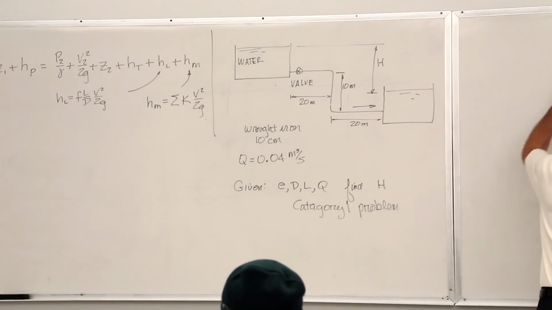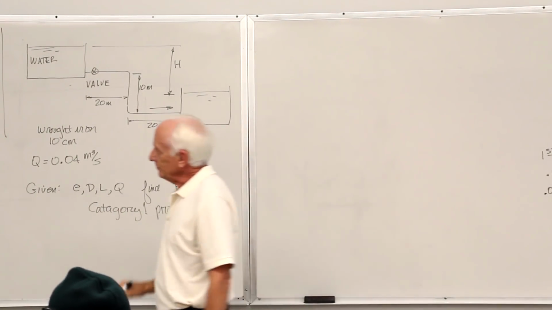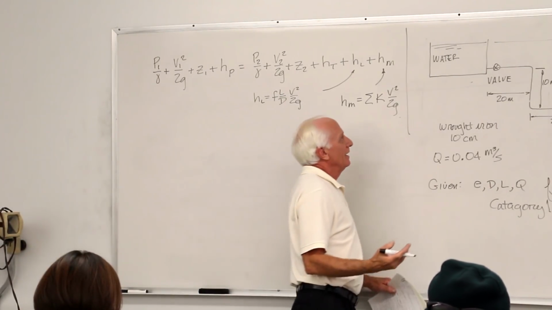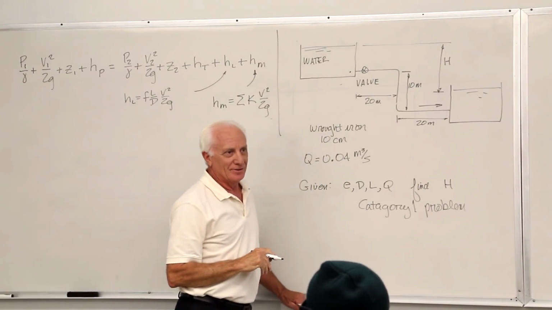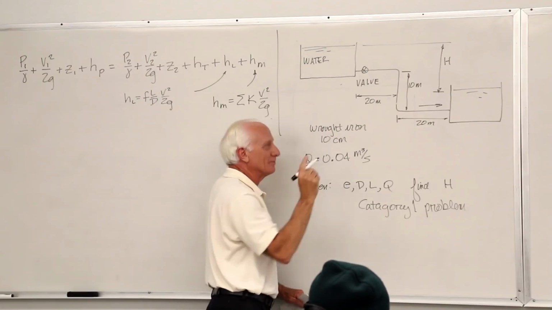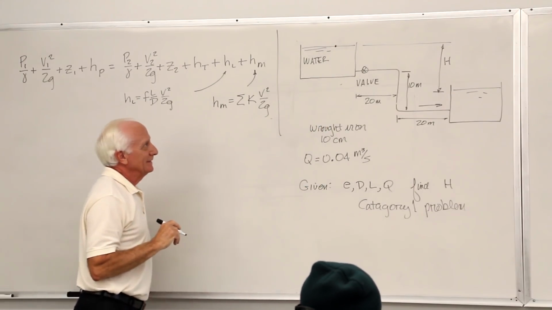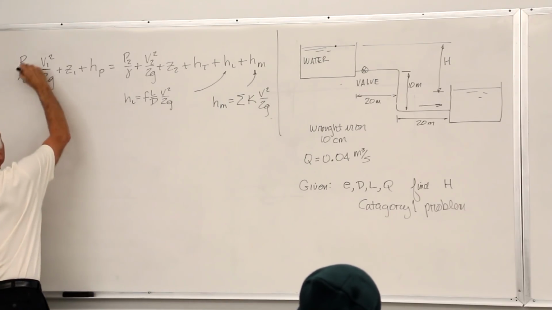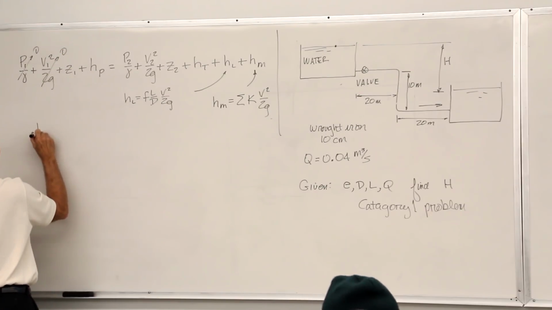Now, let's go back to here again. Don't put .1 down there. No, bad choice. Put .1 where you know the most stuff. The pressure is 0. The velocity is 0. And the elevation is capital H. Okay, 0, 0, capital H.